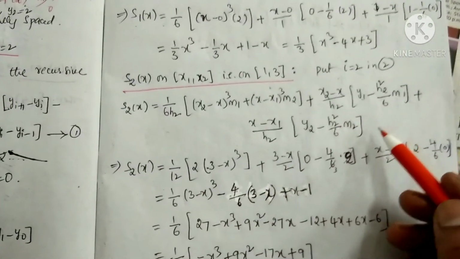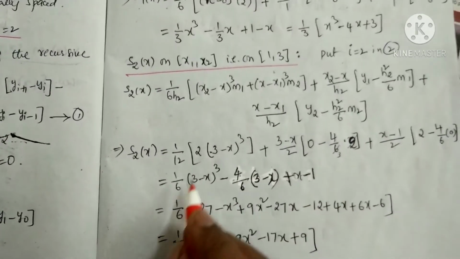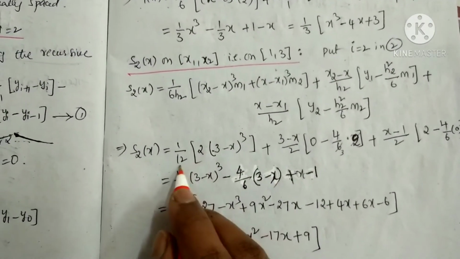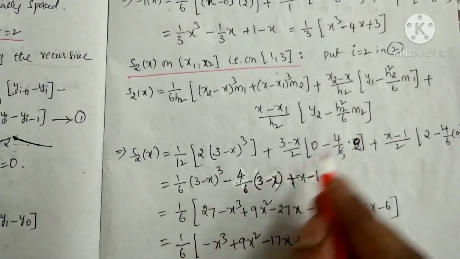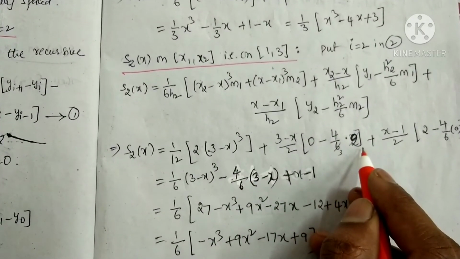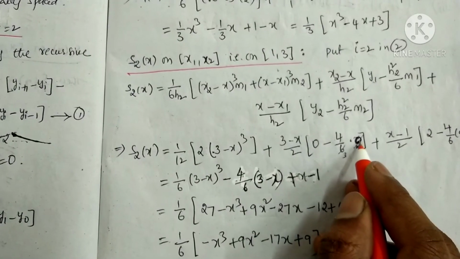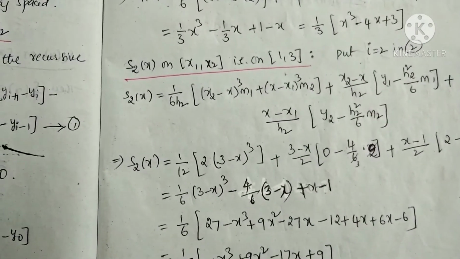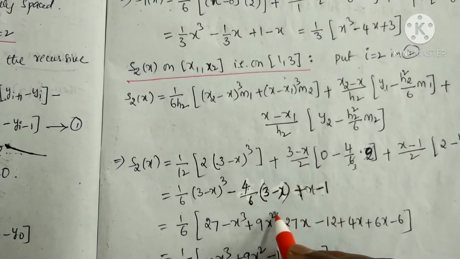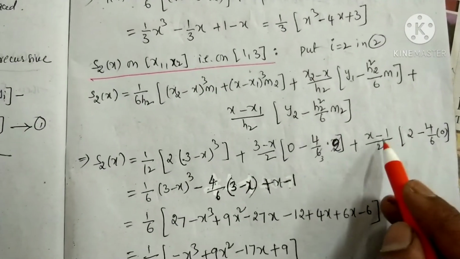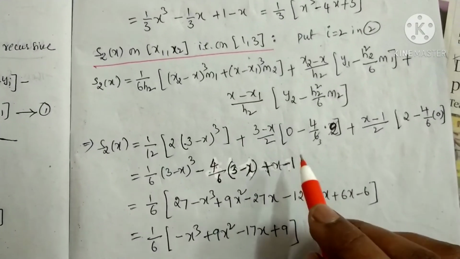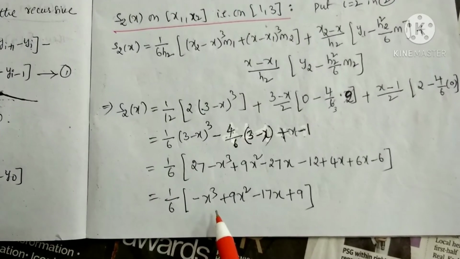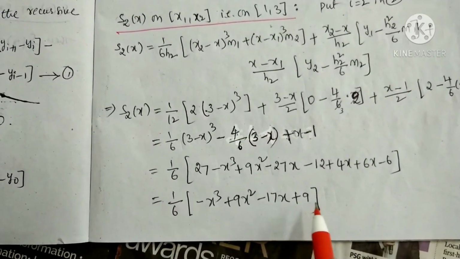So we have substituted all the known data, so that this is going to be 1 by 6 into 3 minus x whole cube minus 4 by 6 into 3 minus x plus x minus 1. Now by simplifying this, we get the polynomial 1 by 6 into minus x cubed plus 9x square minus 17x plus 9.